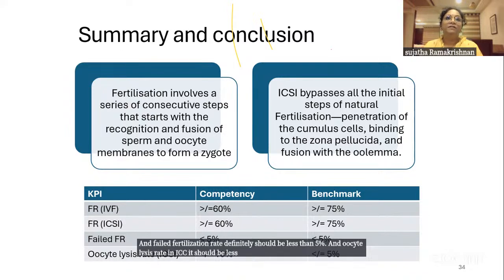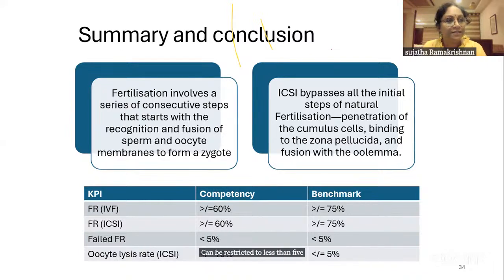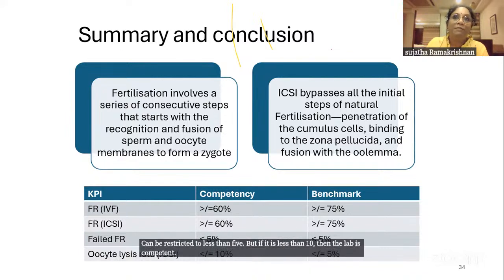I think the skill has to be perfect. And it also depends upon the quality of the oocytes. If they are mature oocytes, then definitely your degeneration rate can be restricted to less than 5%. But if it is less than 10%, the lab is competent. It doesn't mean that the lab is bad. There could be other factors which could be contributing to the oocyte lysis.